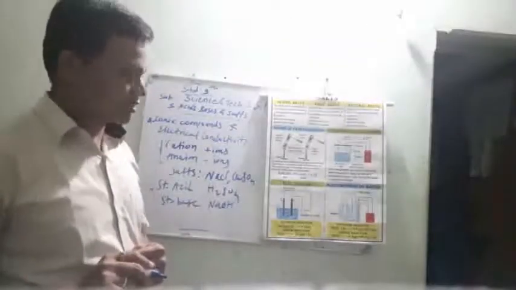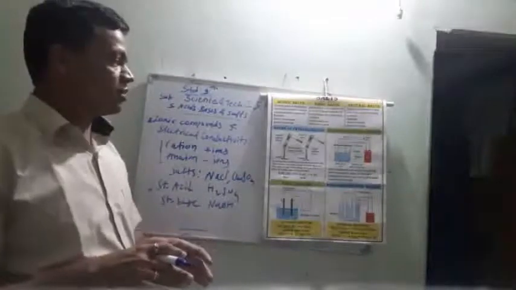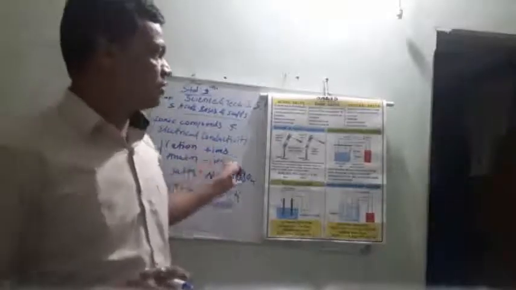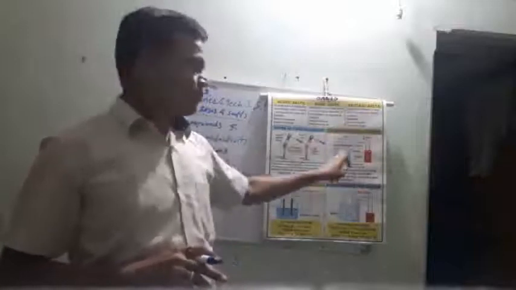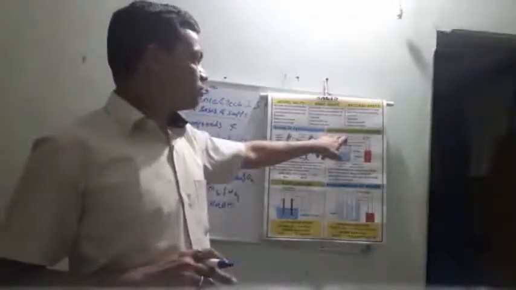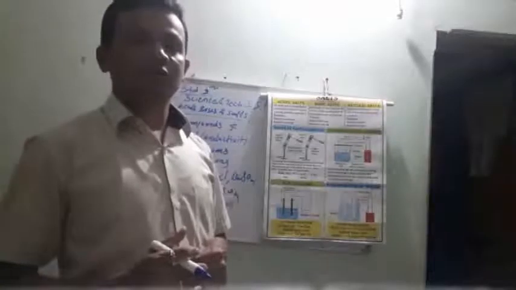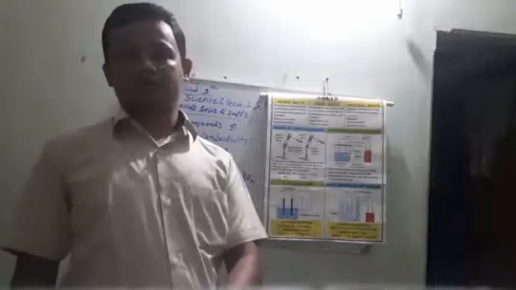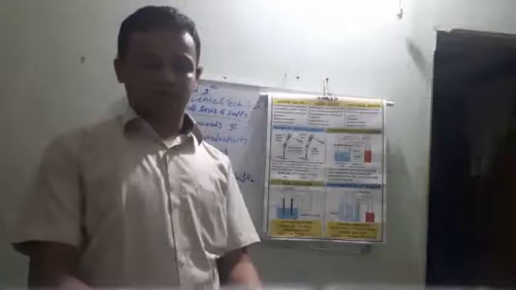So these ionic compounds are electrical conductors because they dissolve in water and dissociate into their ions, which have the ability to conduct electricity. Now we have one example which is shown in this diagram, ionic compounds and electrical conductivity. You know what ionic compounds are and how they are able to conduct electricity. Now we have to take one example.